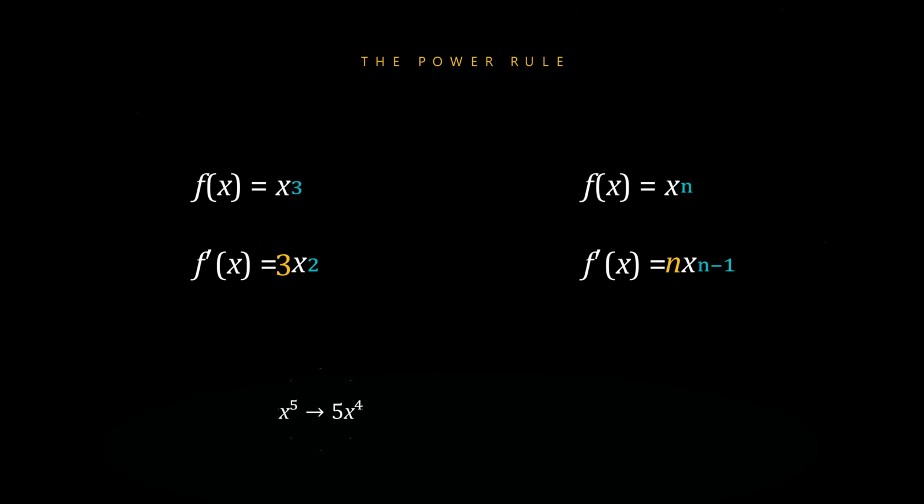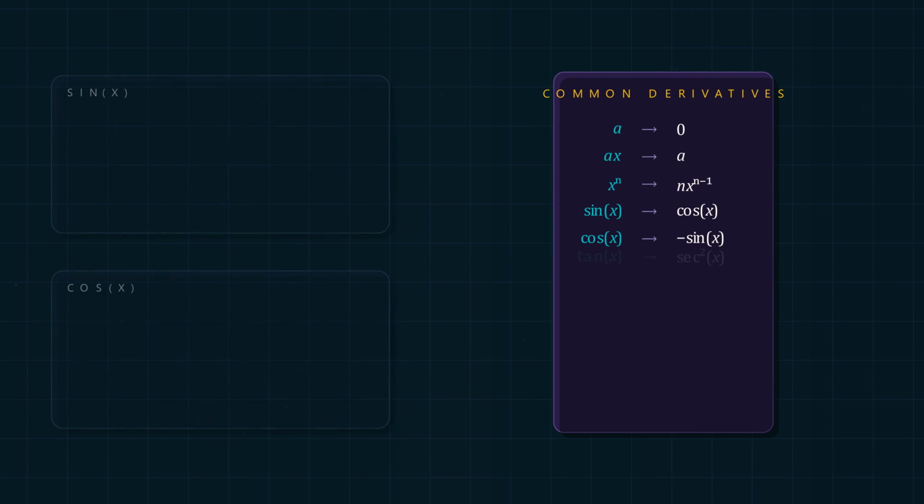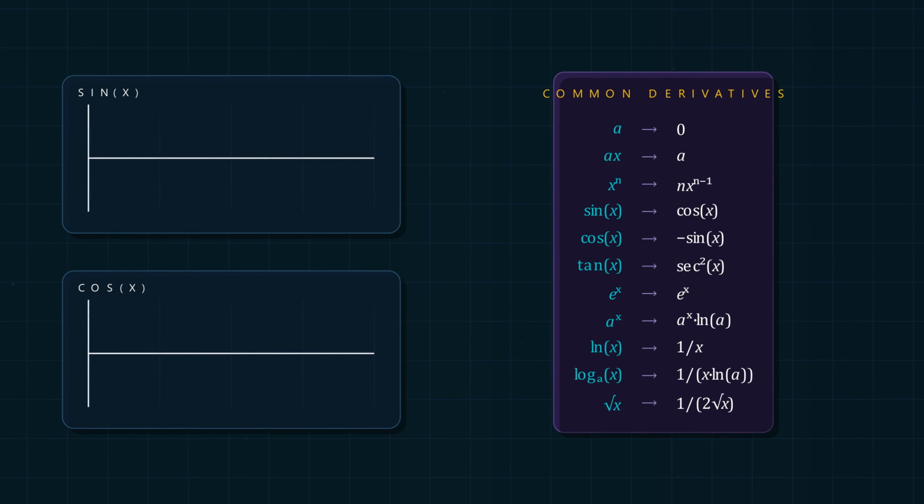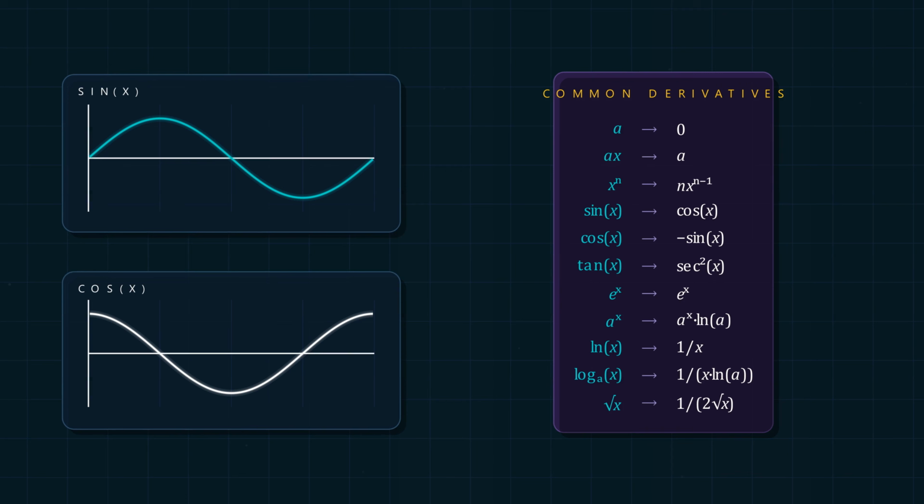The derivative of x to the fifth is 5x to the fourth. The derivative of x squared is 2x, and the derivative of x to the 1 is just 1. Here is a table of the most common derivatives you'll use throughout engineering and physics. The derivative of any constant is 0. Constants don't change, so their rate of change is 0. For ax, it's just a. The power rule gives us n times x to the n minus 1, and the derivative of sine of x is cosine of x.